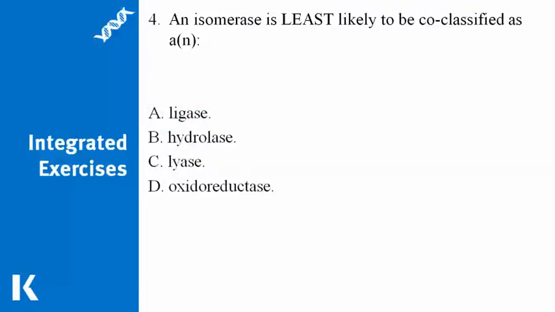We're asked to identify what kind of enzyme isomerases cannot be co-classified with. Take a second and pick an answer. If you recall from earlier, isomerases involve bond breaking and electron shifting, so they may also be considered hydrolases, lyases, or oxidoreductases, but not ligases.